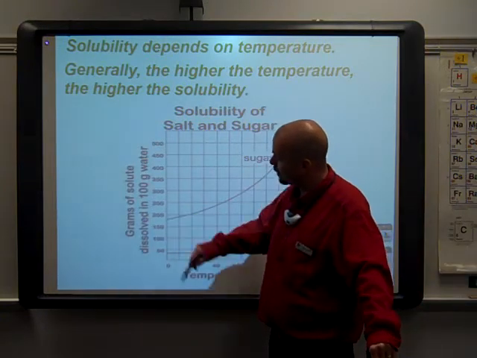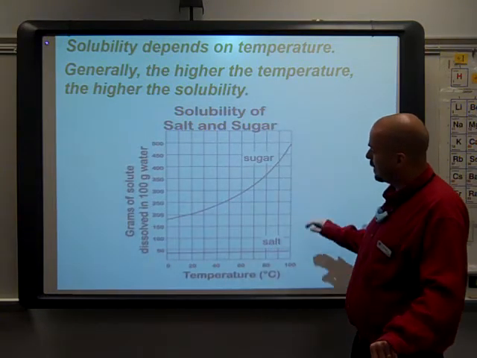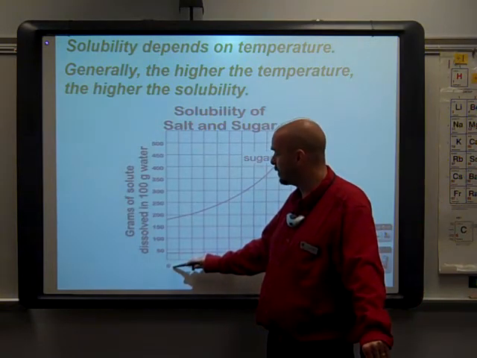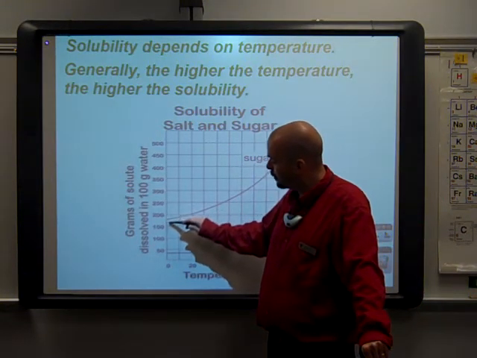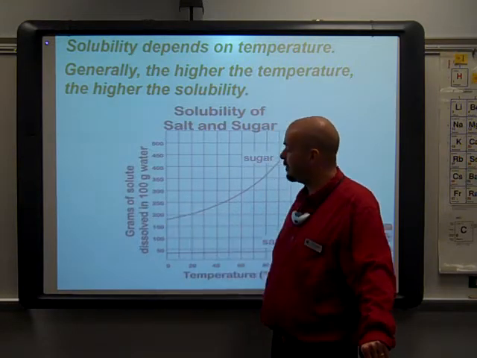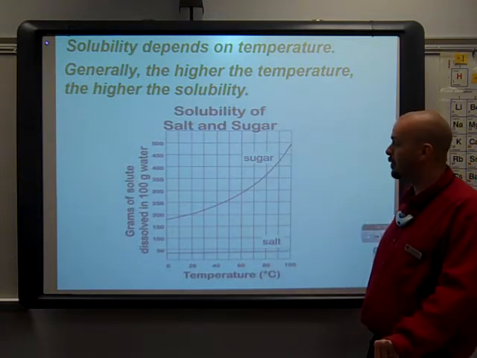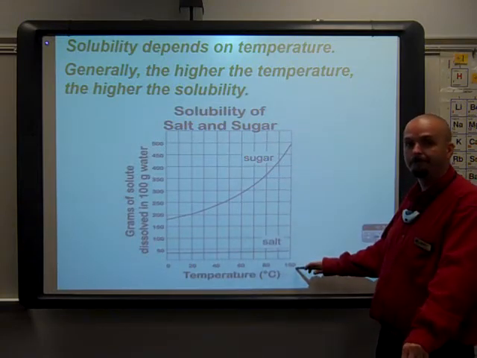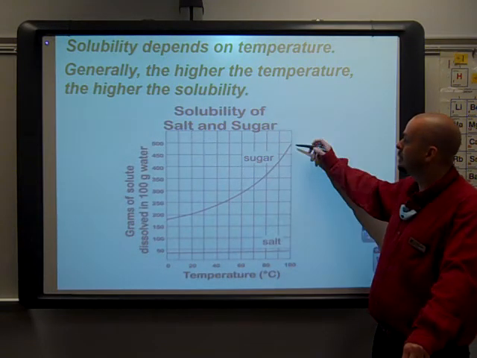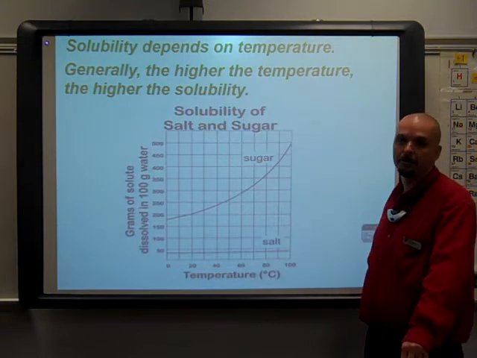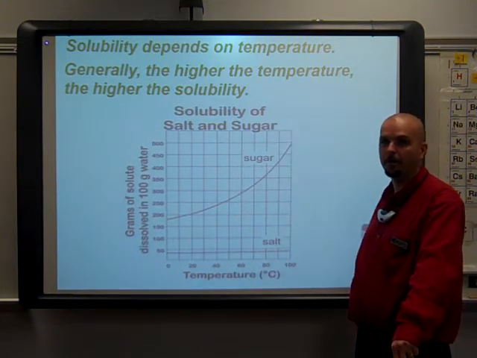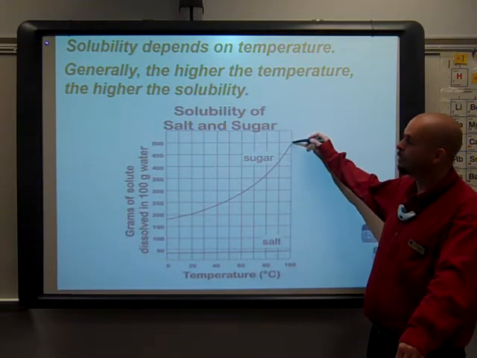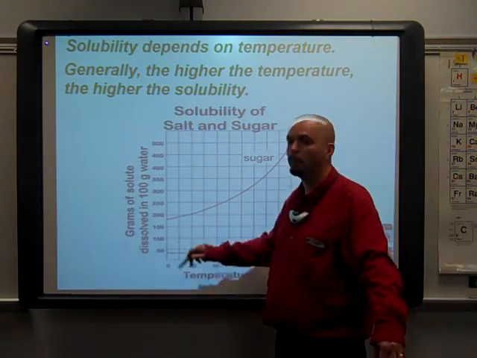It's in 100 grams of water. Looking at the sugar line, we can see that at the freezing point of water, 0 degrees Celsius, the solubility of sugar is a little over 175 grams per 100 grams of water. If we heat that water up to the boil, 100 degrees Celsius, the solubility jumps to almost 500 grams of sugar per 100 grams of water. We can dissolve over twice as much sugar in boiling water as we can in cold water.